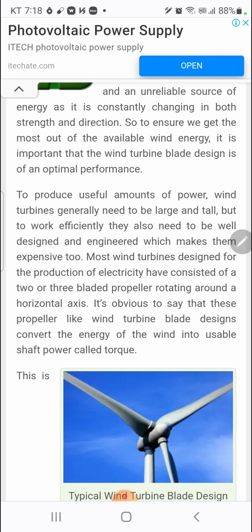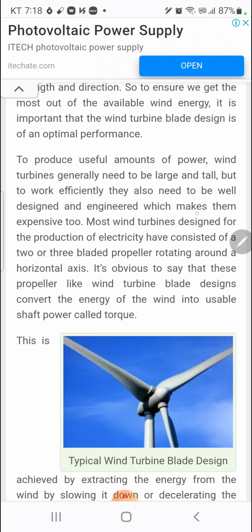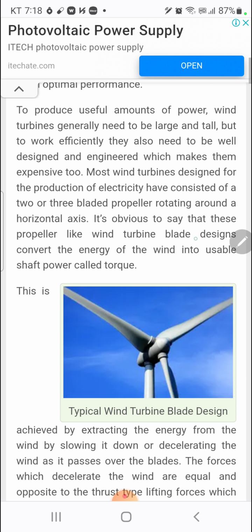To produce useful amounts of power, wind turbines generally need to be large and tall. But to work efficiently, they also need to be well designed and engineered, which makes them expensive too. Most wind turbines designed for the production of electricity have consisted of a 2 or 3 bladed propeller rotating around the horizontal axis.